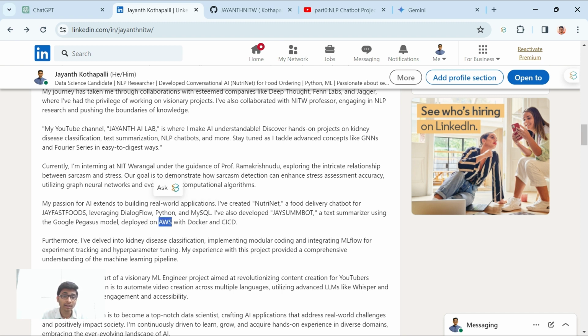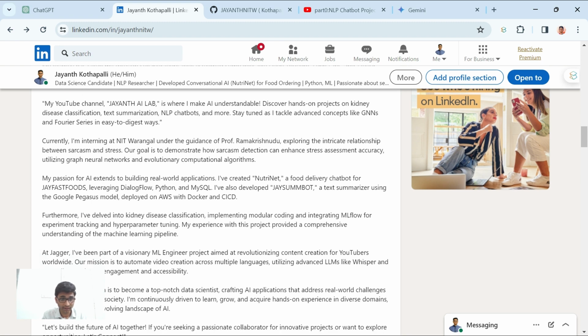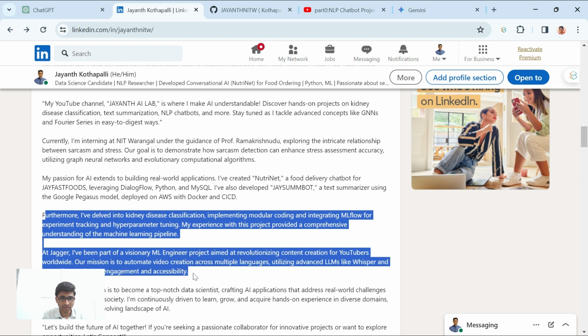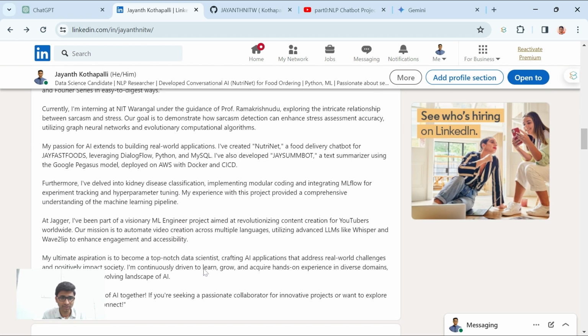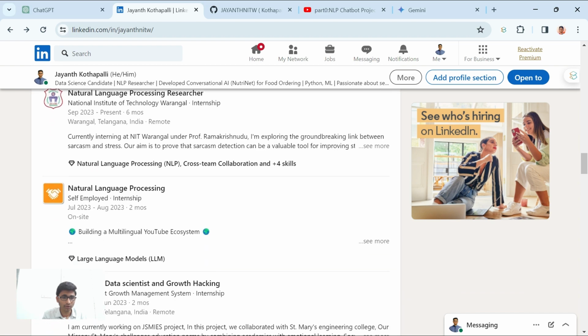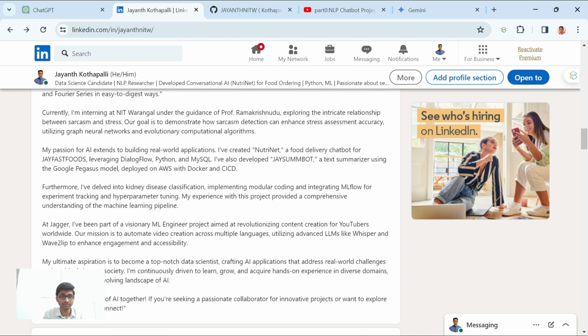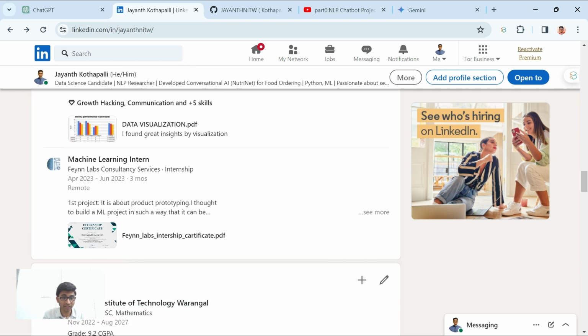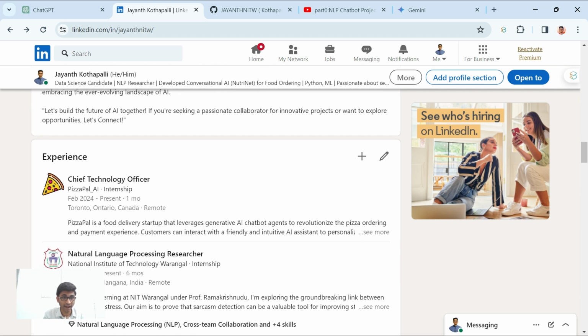This helps the LinkedIn algorithm show your profile at the top when someone searches for these technologies or frameworks. And further, about my kidney disease project and what I have done. See, everything I have told is in descending order. And these are all my experiences. Recently, I got the opportunity as Chief Technology Officer at Pizza Pal AI. I will talk more about this at the end.